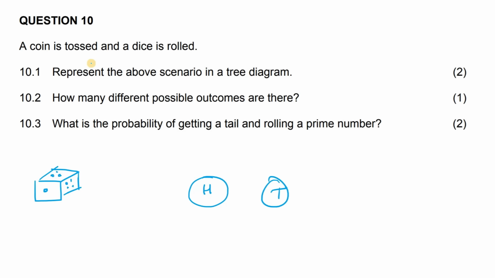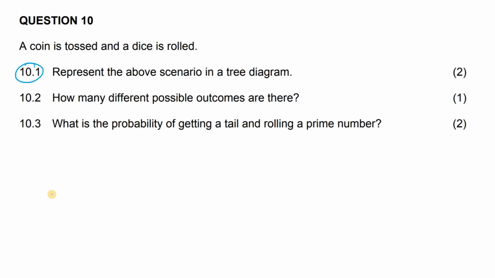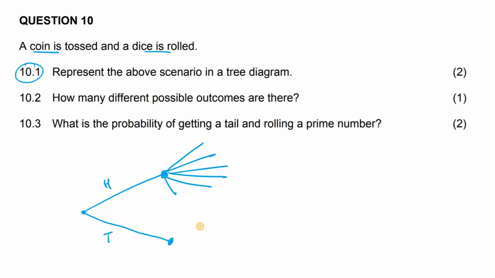Okay, now it says represent the above scenario in a tree diagram. What you do with a tree diagram is choose: do you want to choose a coin or a dice? Let's start with a coin. For a coin, how many options do you have? You've got heads and tails, so you've got 2. Now, at the end of every single one of these, you're going to roll a dice. With a dice, how many options do you have? You have 6. So 1, 2, 3, 4, 5, 6, and then 1, 2, 3, 4, 5, 6.